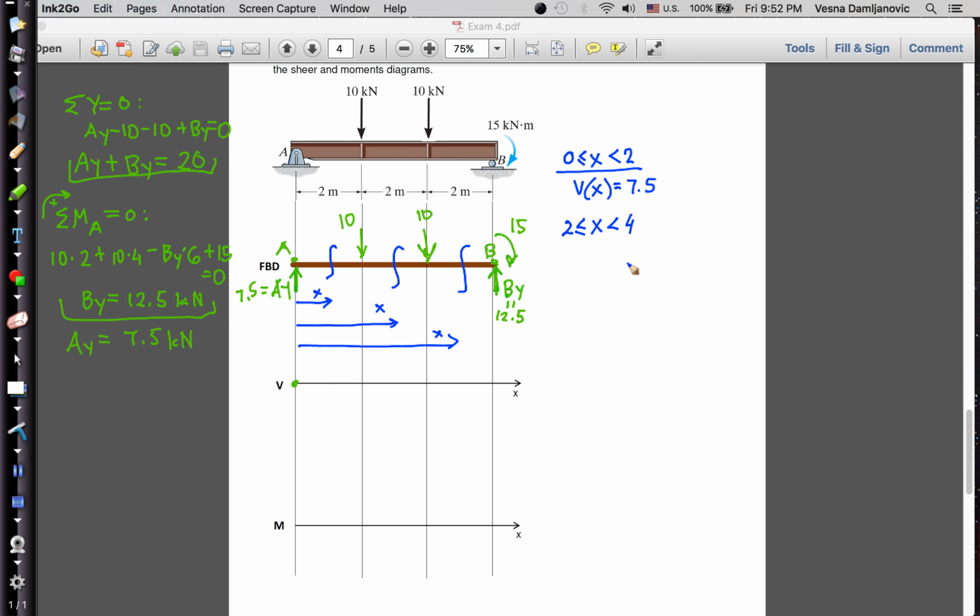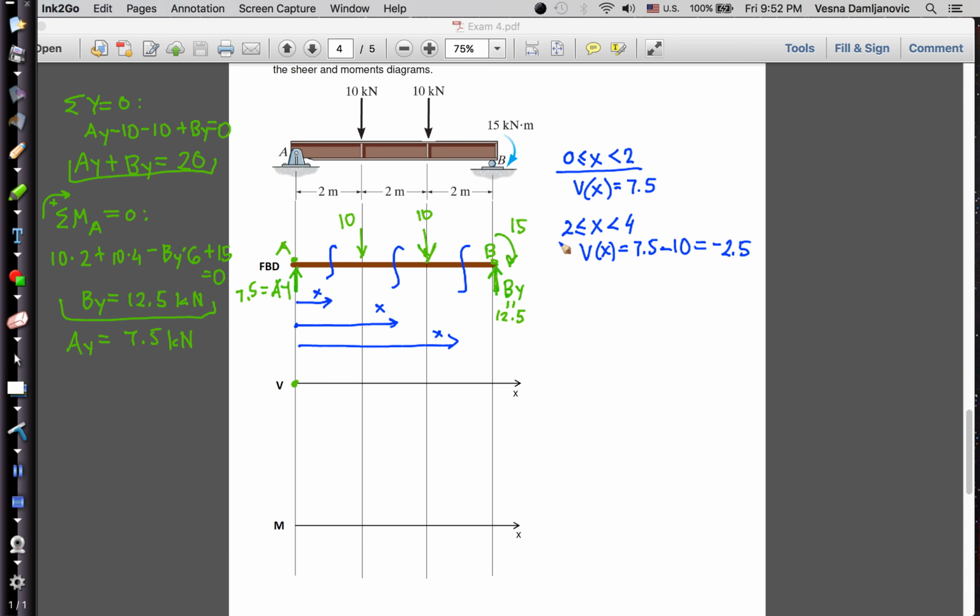Then for section 2, x goes between 2 and 4. Again, I'm not writing equal here, it only goes up to 4. So again, x starts from here. And now we're counting Ay minus 10, okay? So that's going to be our V of x is equal to 7.5 minus 10. And the value is 2.5, but it's negative 2.5.